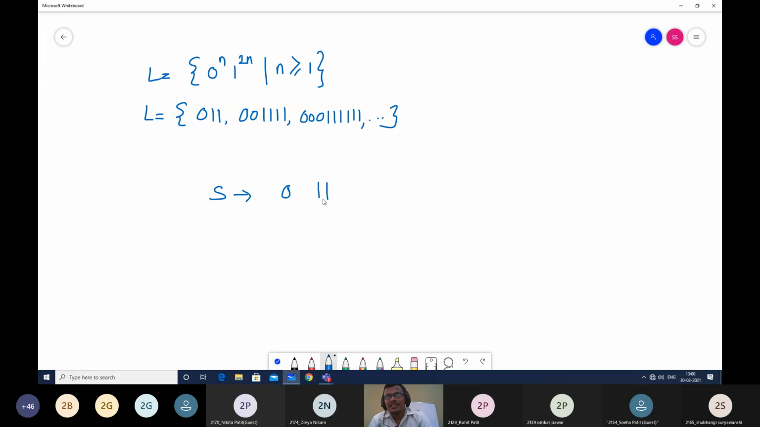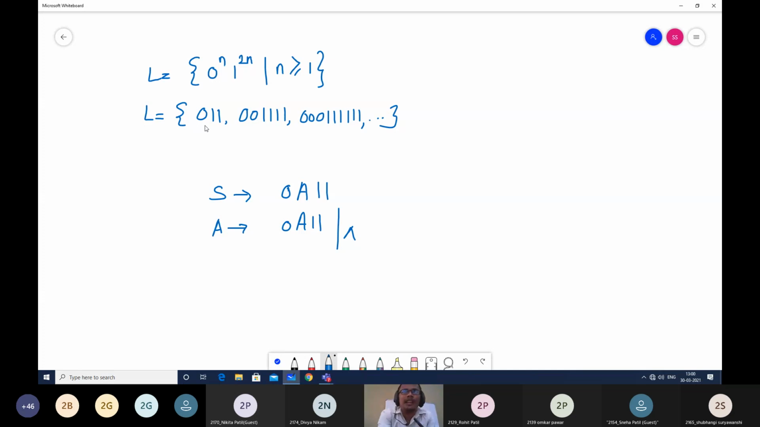Are you getting this? For every 0, I need 2 ones. And recursion I'll do using a new non-terminal, because a minimum of one 0 should be processed. If more zeros are coming, they will be replaced by this one, 0A11. Or if I want to stop, I can stop it by null.